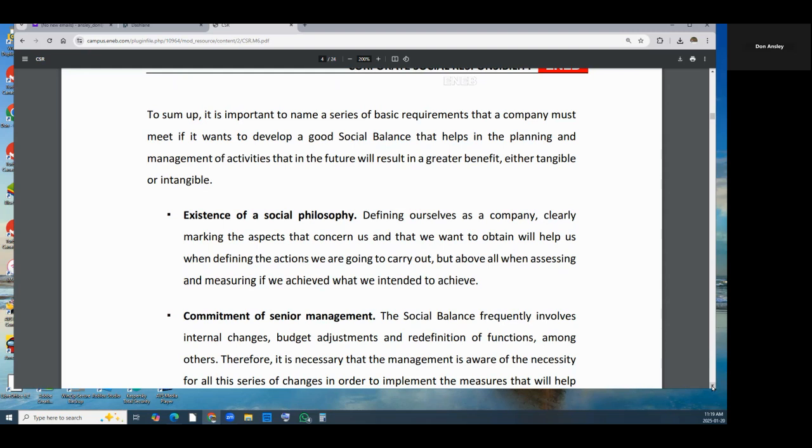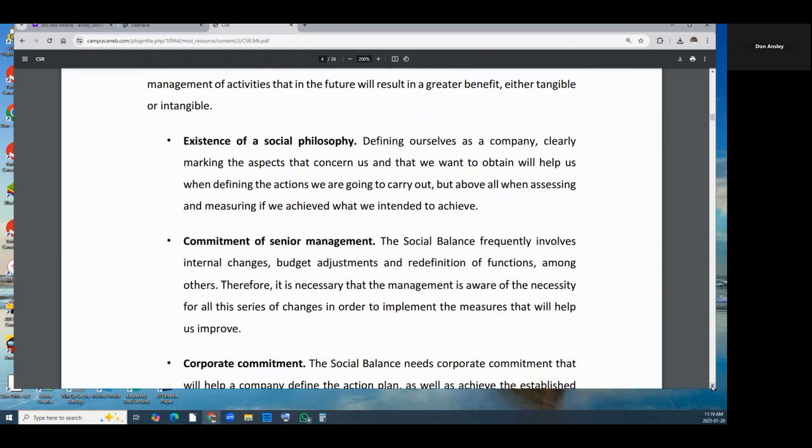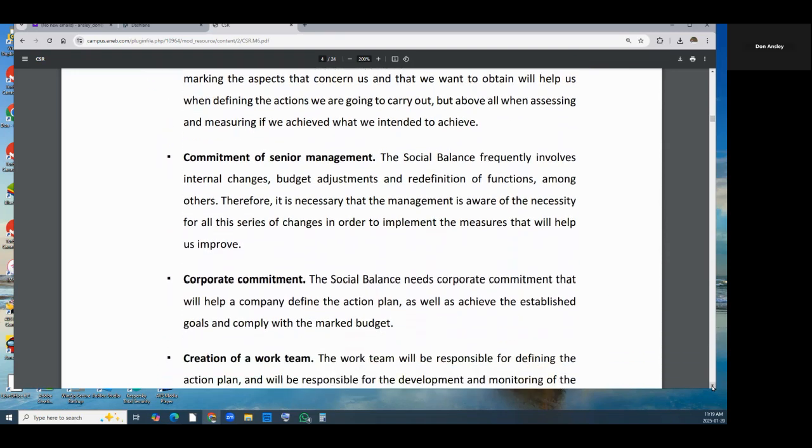Existence of a social philosophy. Defining ourselves as a company, clearly marking the aspects that concern us and that we want to obtain, will help us when defining the actions we are going to carry out. And above all, when assessing and measuring if we achieved it or if we intend to achieve it.